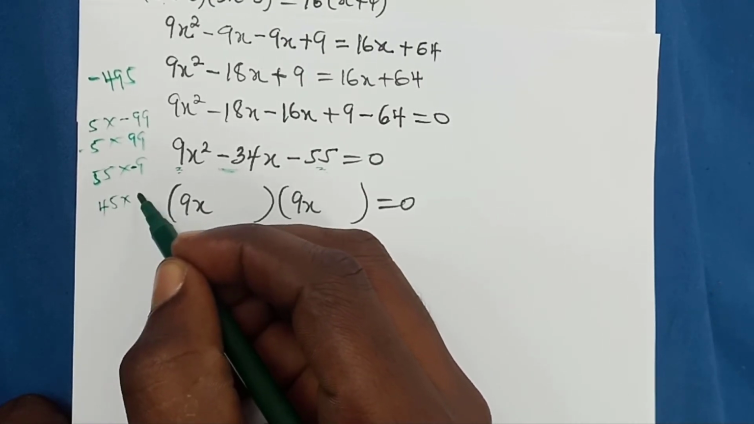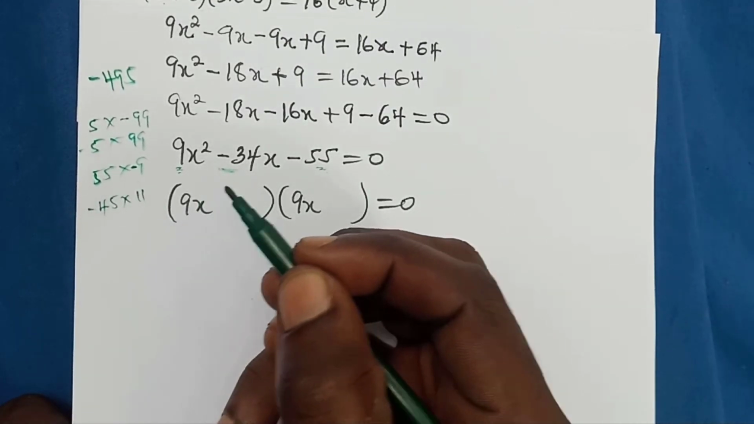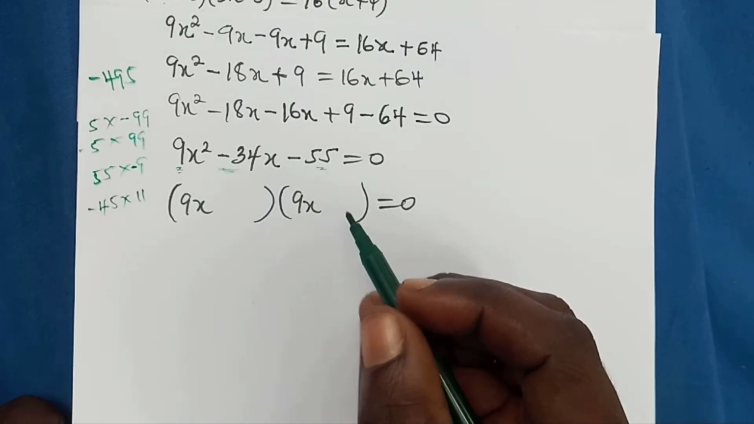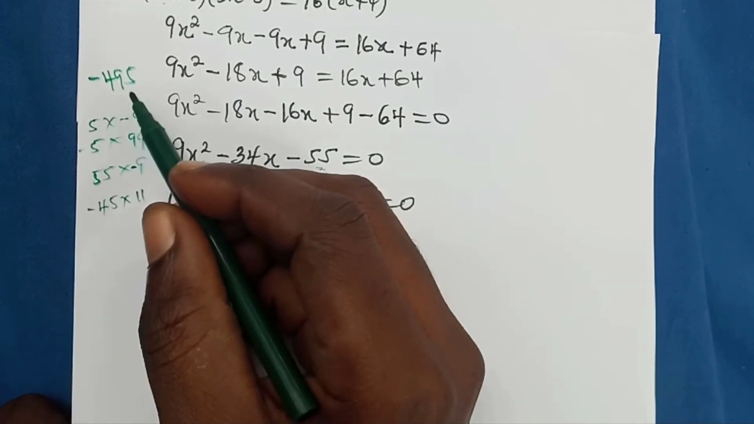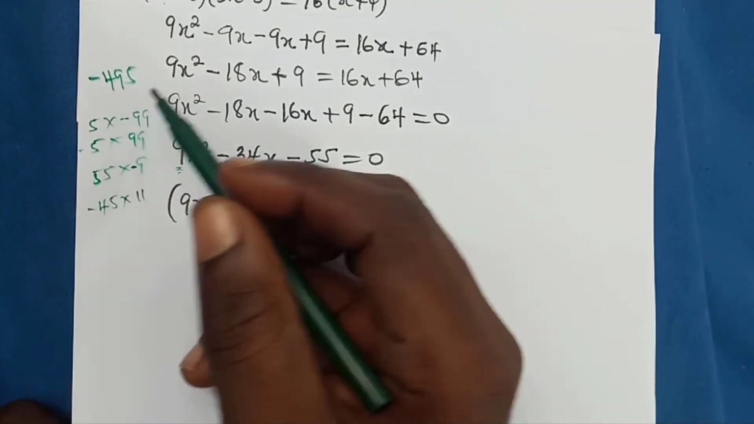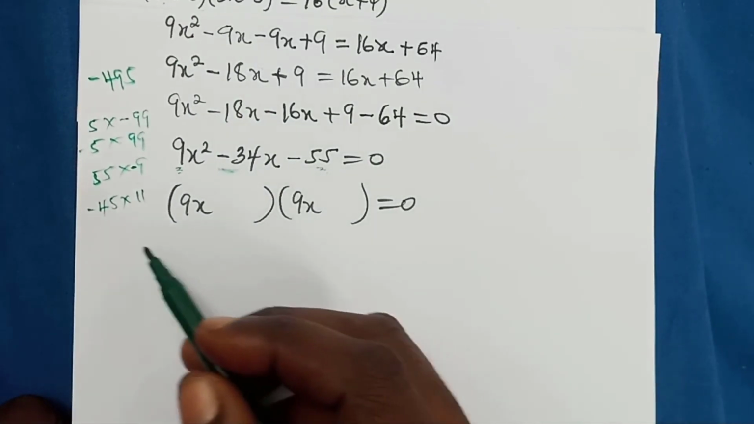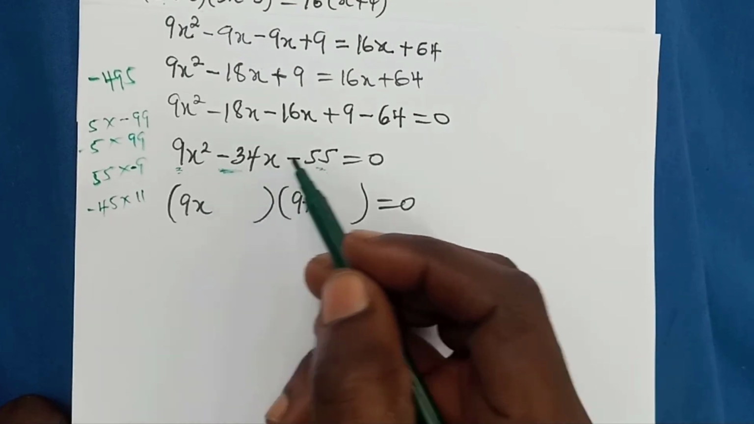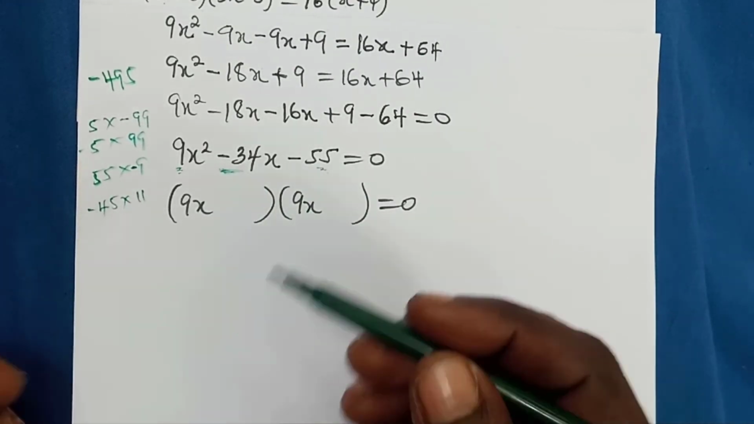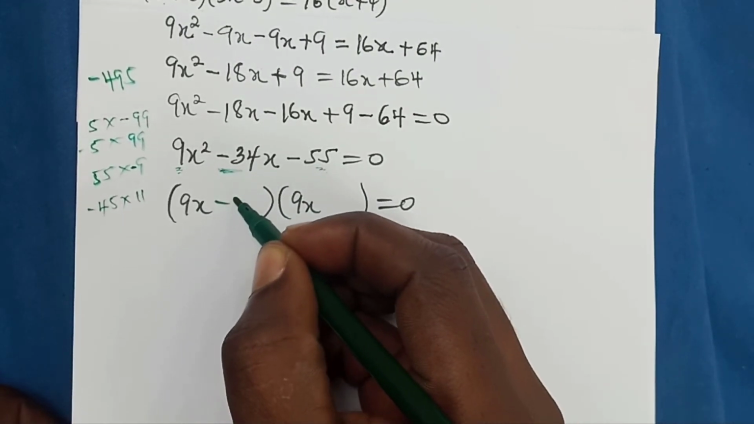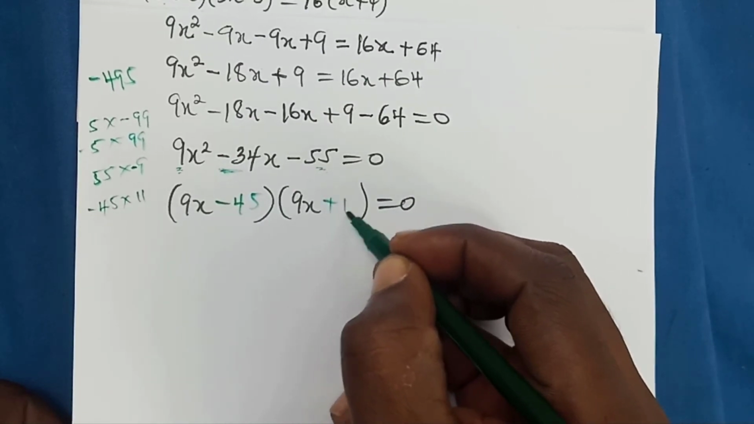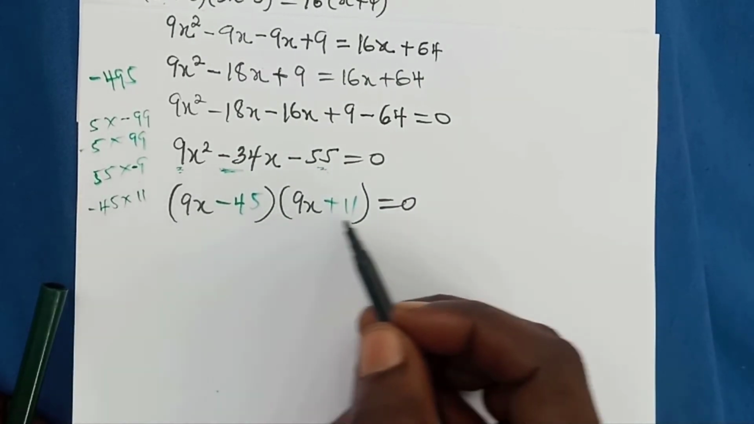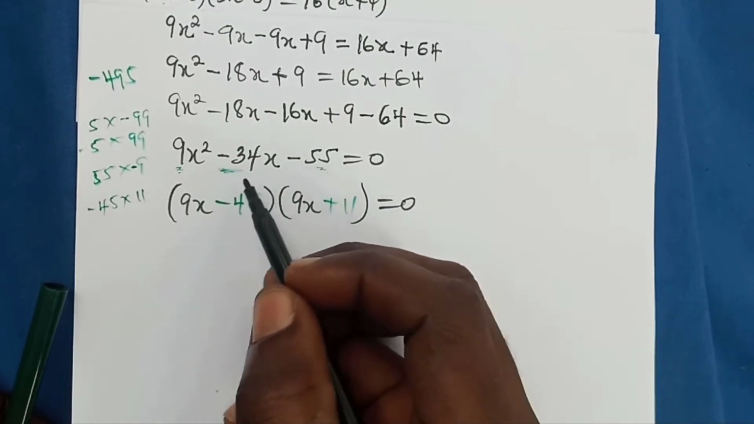45 times what? 11, negative. Okay, negative 45 times 11. These are also factors of negative 495. Actually, when you multiply, you get negative 495. And yes, if you add these two, you're going to get what? Negative 34. So you're just going to place minus 45 plus 11. If you expand this and you reduce it, you're going to get that.